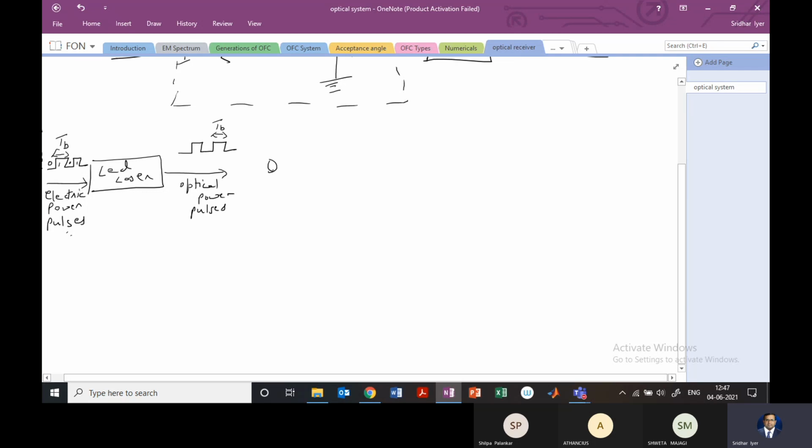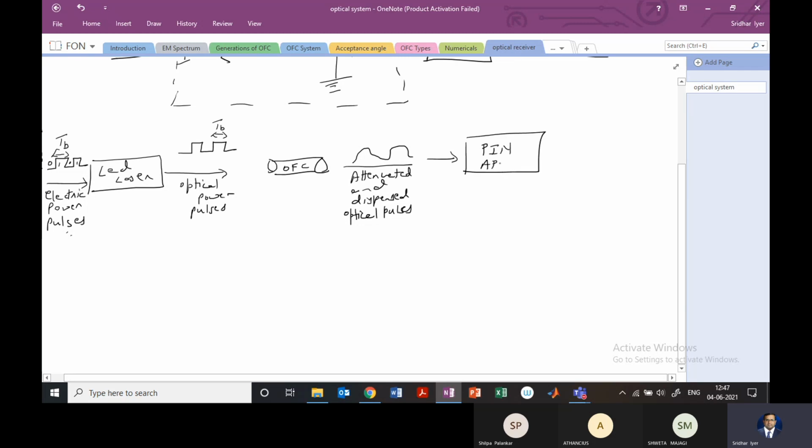Okay. Next is obviously the OFC. So these optical pulses pass through the OFC. The output that you get from the OFC will be attenuated and dispersed, so they'll look like that. So this is attenuated and dispersed. More specifically, attenuated and dispersed optical pulses. Right. Now this moves into the pin or APD.